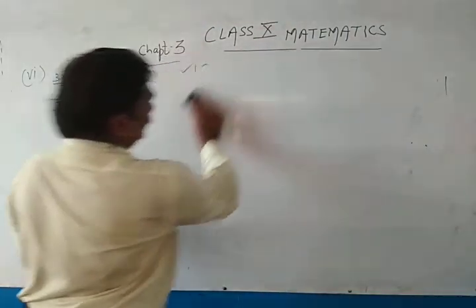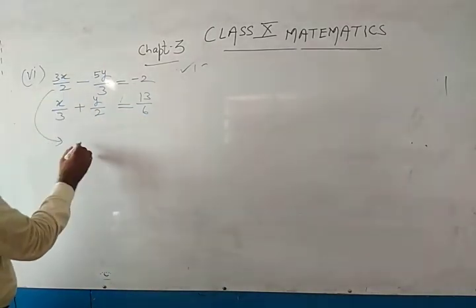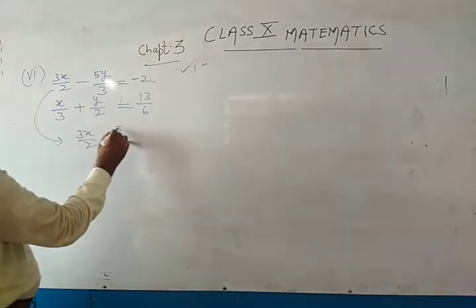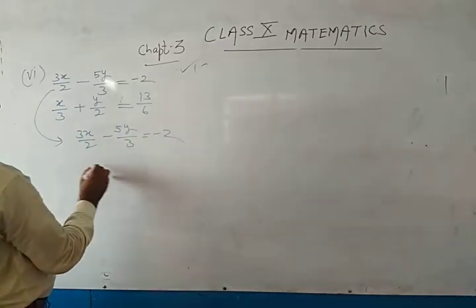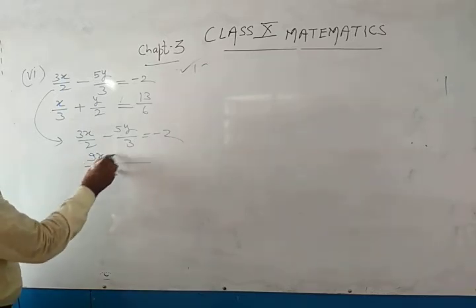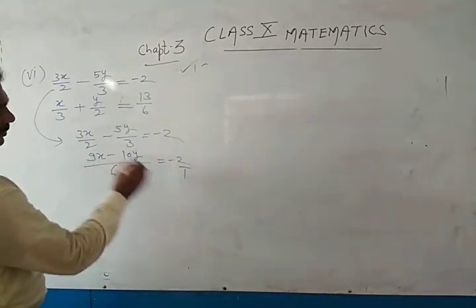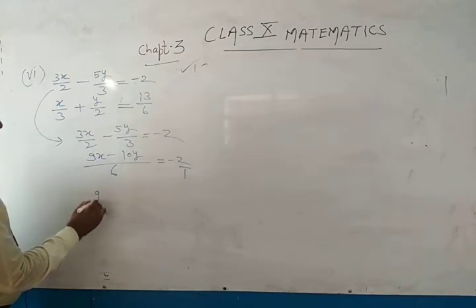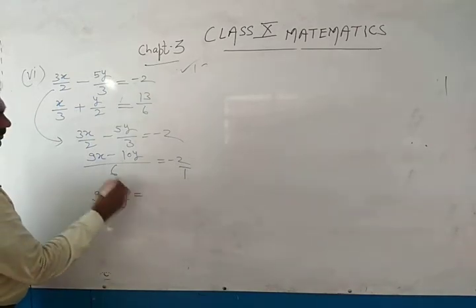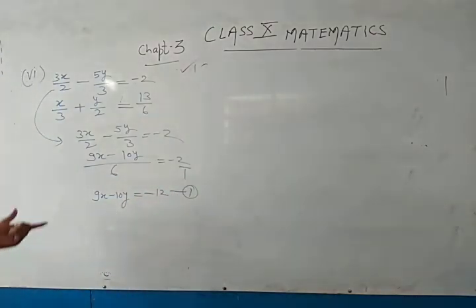Try to understand. First of all, we simplify these equations like this. 3x upon 2 minus 5y upon 3 is equal to minus 2. When we take LCM, 6 is LCM here. 2 3s are 6, 3 3s are 9x minus 3 2s are 6, 2 5s are 10y is equal to minus 2. Do cross multiplication. So we get 9x minus 10y is equal to 6 2s are 12, minus 12. So this is our first equation, the simplification of this equation.